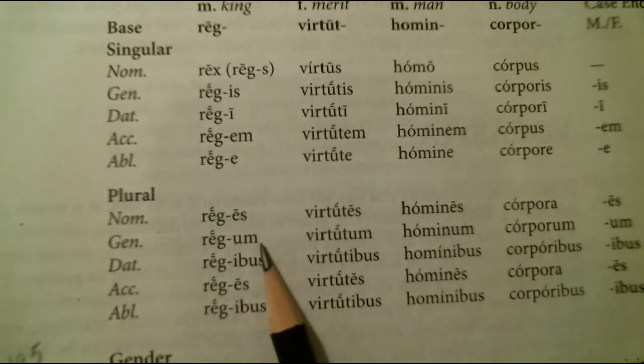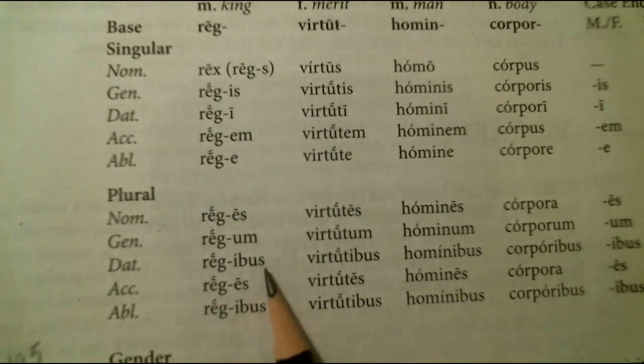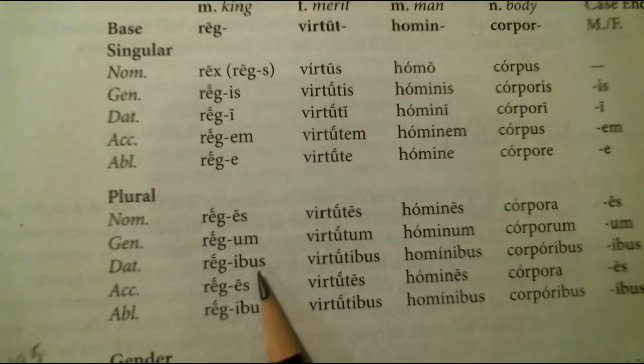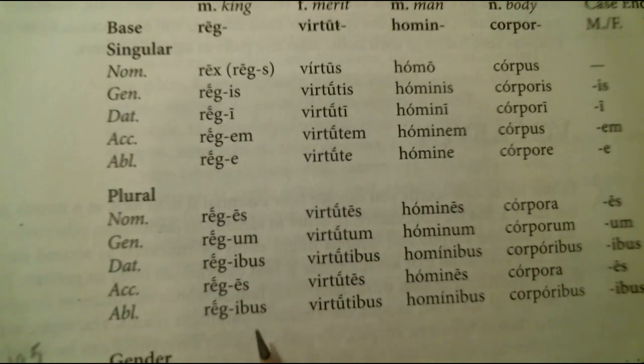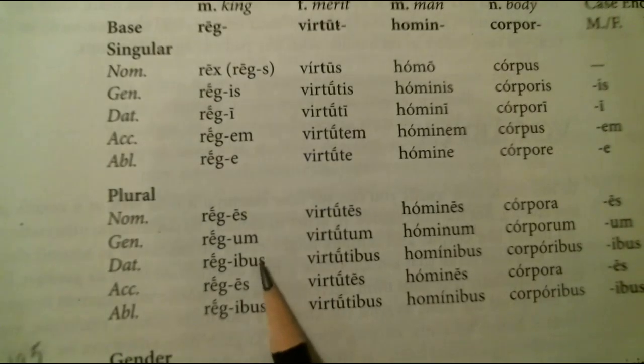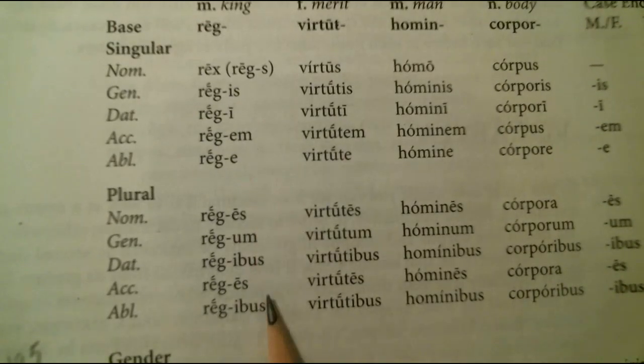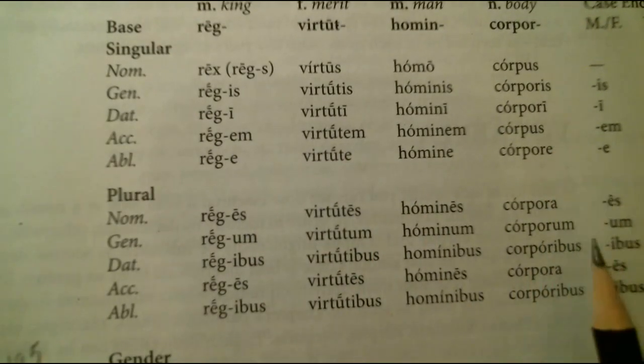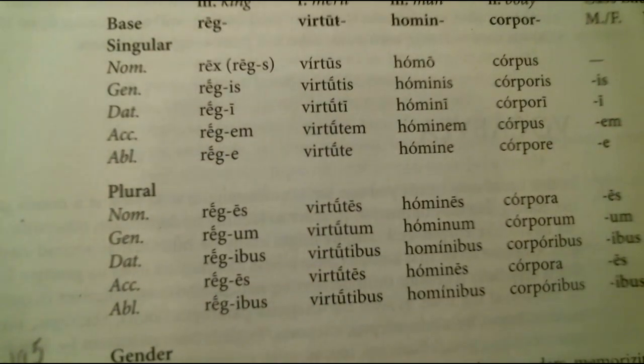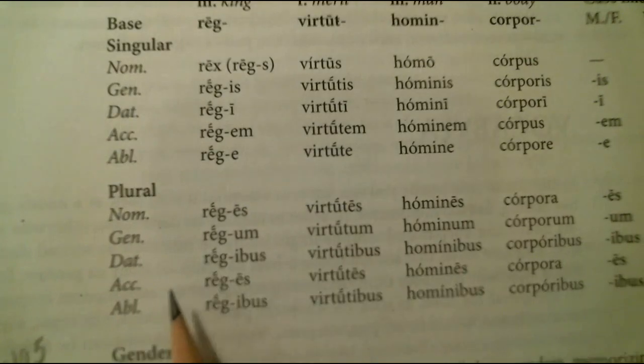Regum, of the kings. And now here, ibus, that is the dative, to or for the kings. Now we're used to seeing is here in the dative plural, right? Dative and ablative plural are always going to be the same. But note here in the third declension, it is ibus. And all these endings are the same for all the genders, masculine, feminine, neuter. Okay, and then the neuter follows the same rule of the nominative and accusative always being the same.